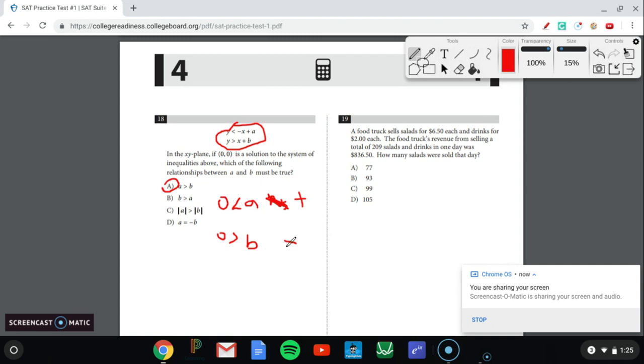All right, so this has been plugging in, and hopefully you'll see that this is a very, very easy and quick way to get answers right very quickly on the SAT.